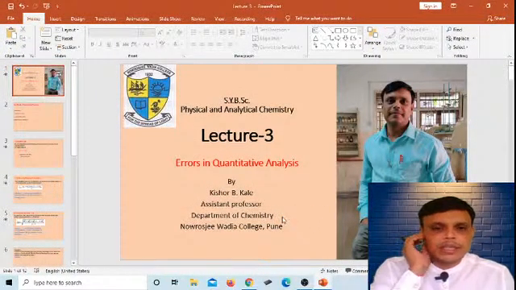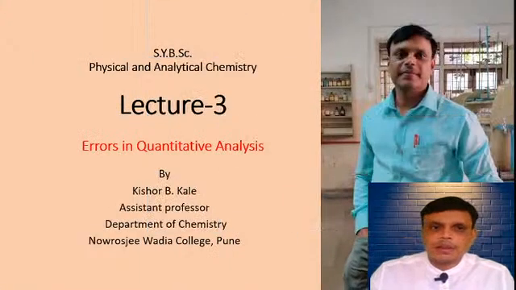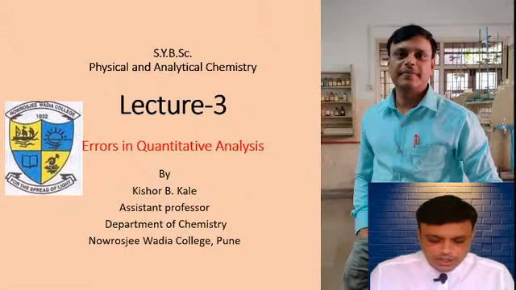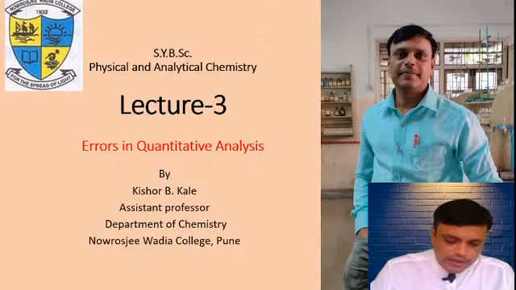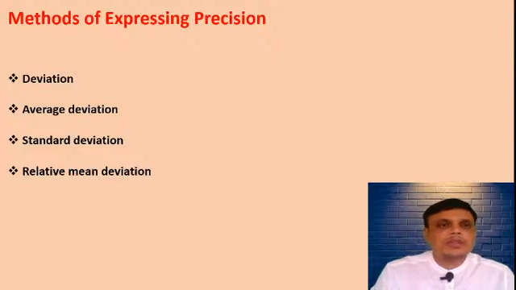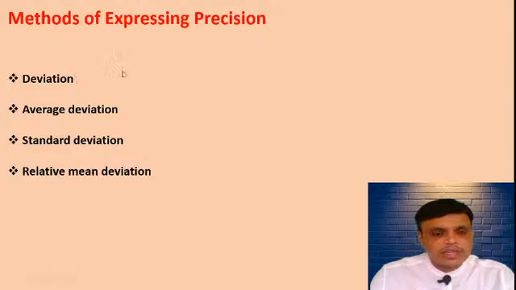This is your lecture number 3. We are talking about the topic that is errors in quantitative analysis. So come to our main point, that is methods of expressing precision. These four methods are there: deviation, average deviation, standard deviation, and relative mean deviation. So all these four methods we are going to see now.